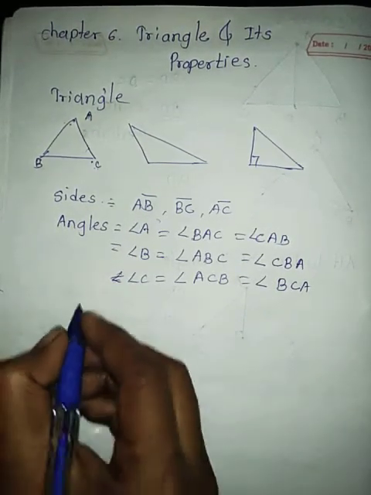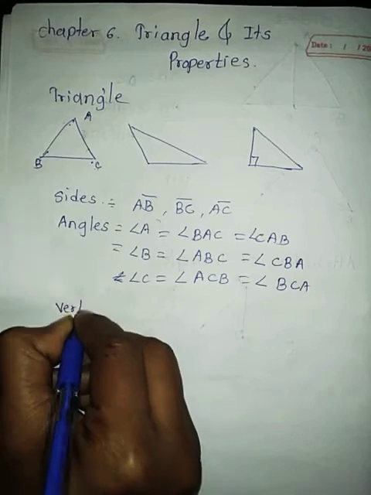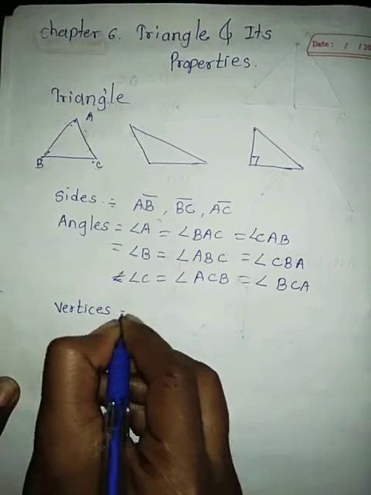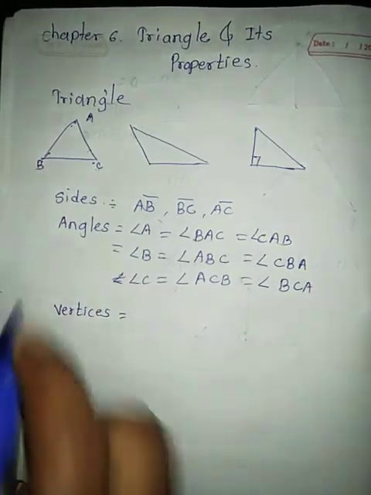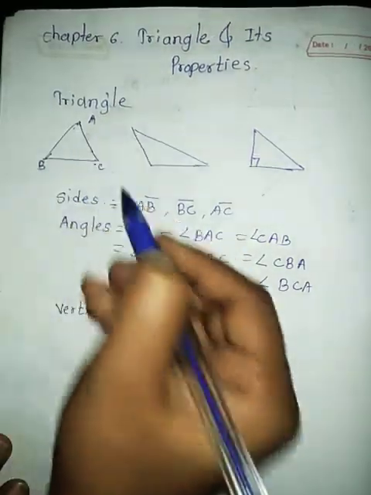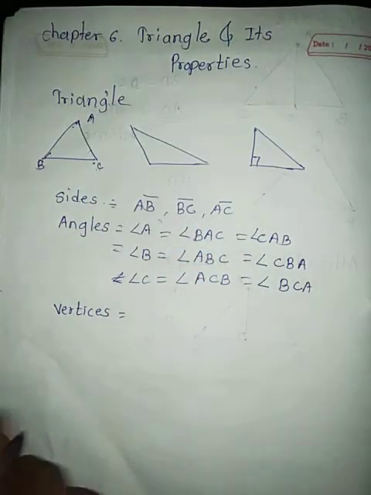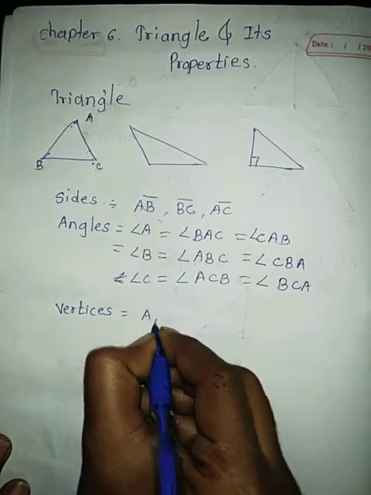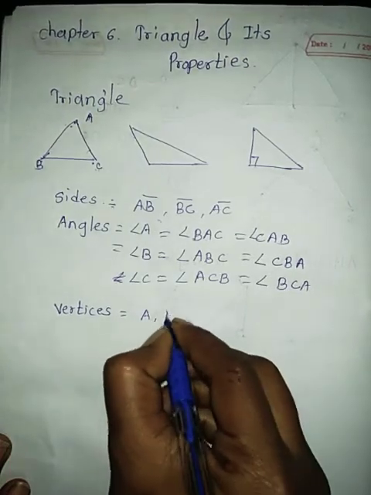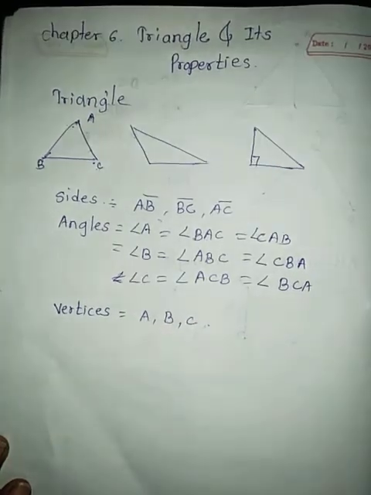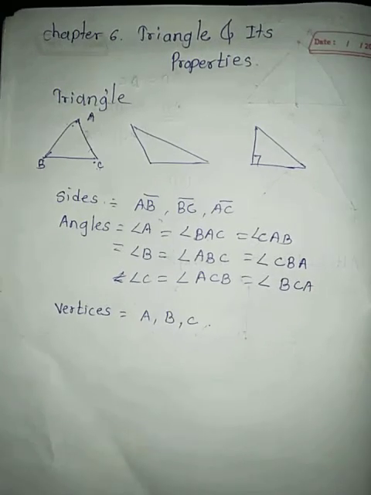Now the next thing is vertices. Vertices of a triangle: vertices means these three points where we are joining the three sides. Vertex A, vertex B and vertex C. These are the three vertices of a triangle.